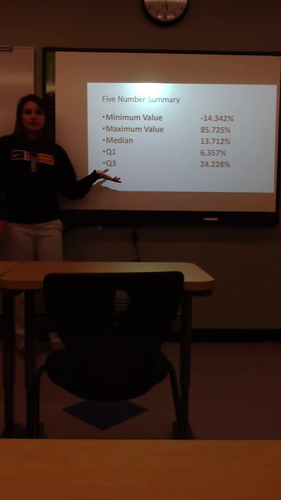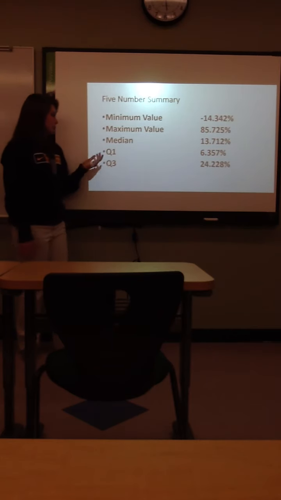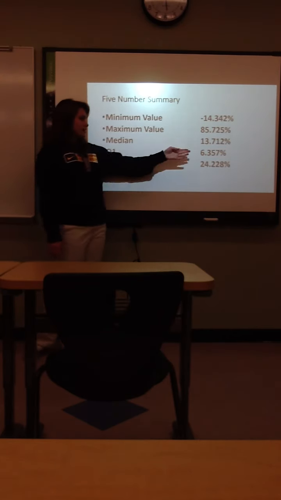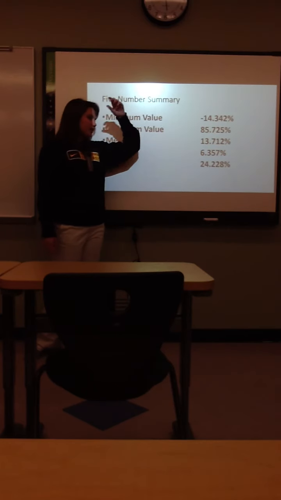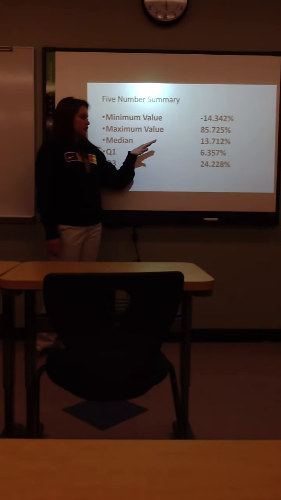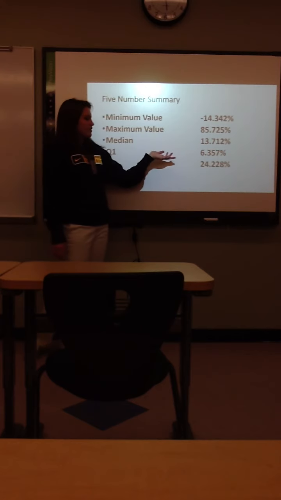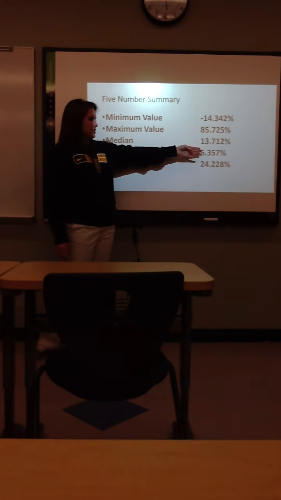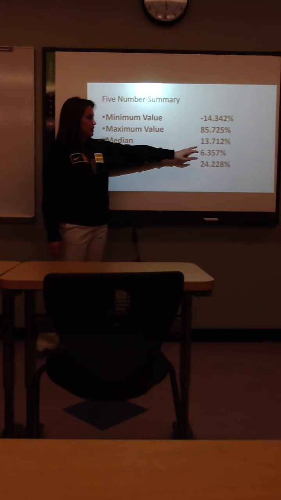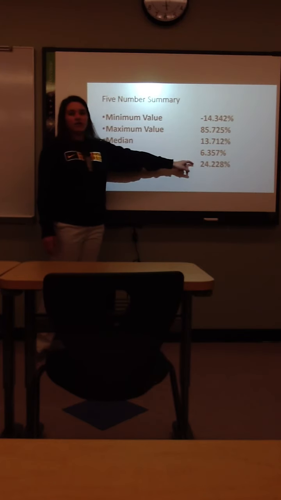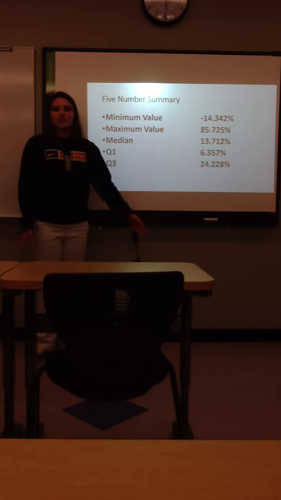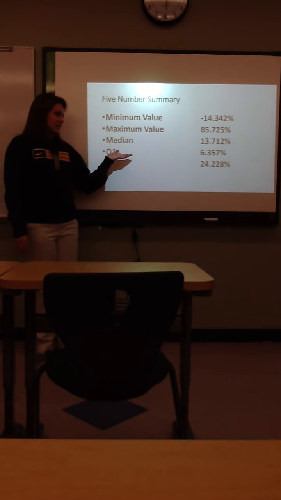Looking at this, we know that it makes sense because, as we said, Q1 means that a quarter of the data is below 6.357%. If the median was 13.712%, we know that that's in between the lower quarter of the data and the upper quarter of the data. So when you're checking your work, as you can see, it makes sense.